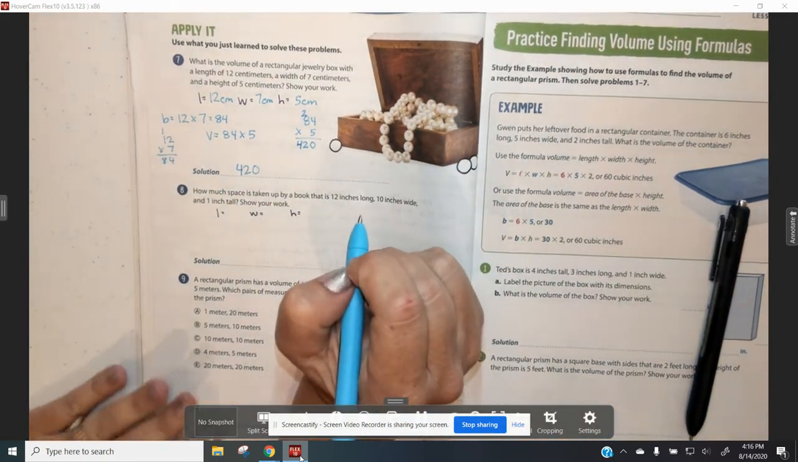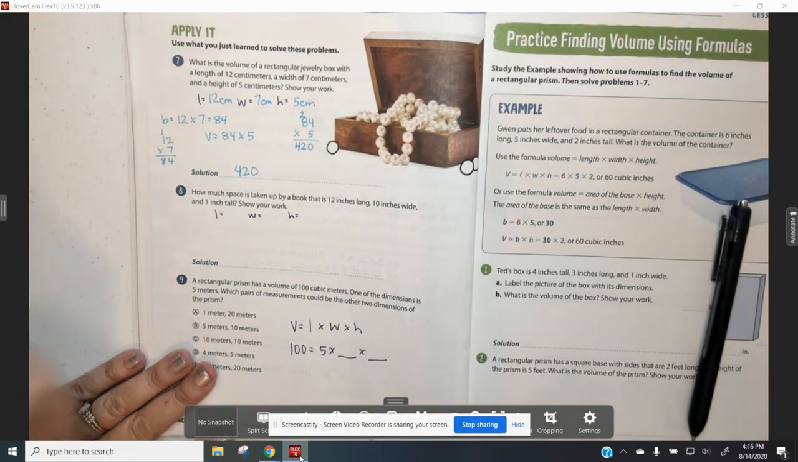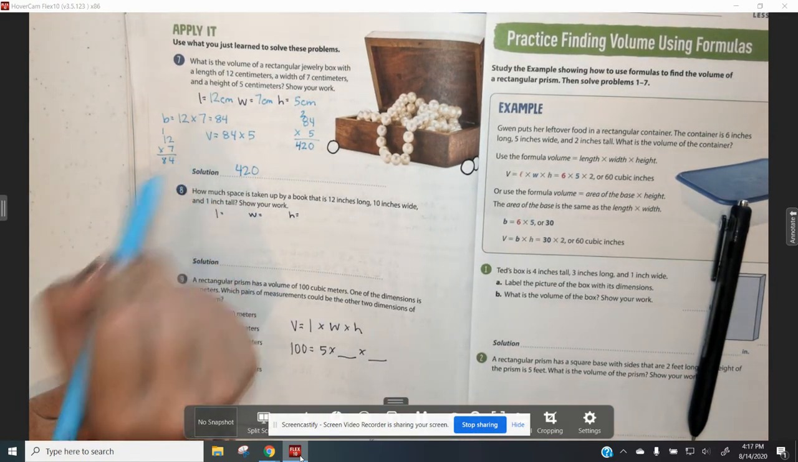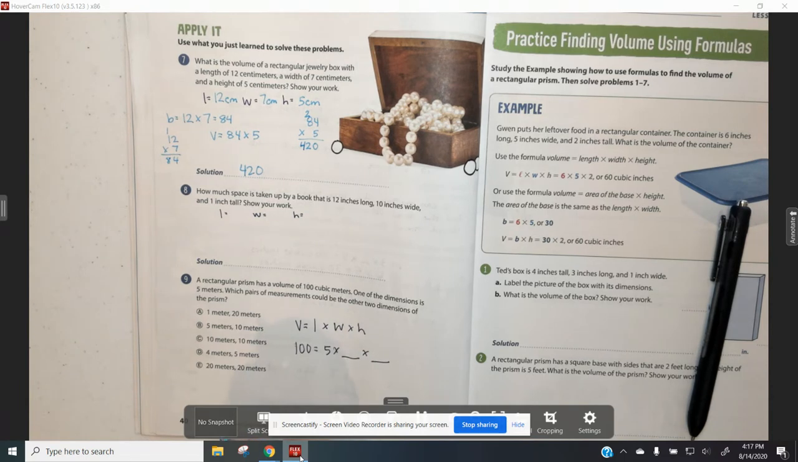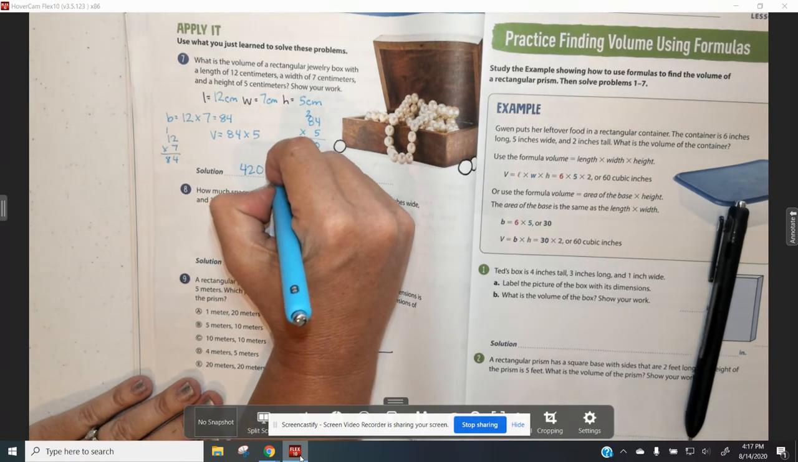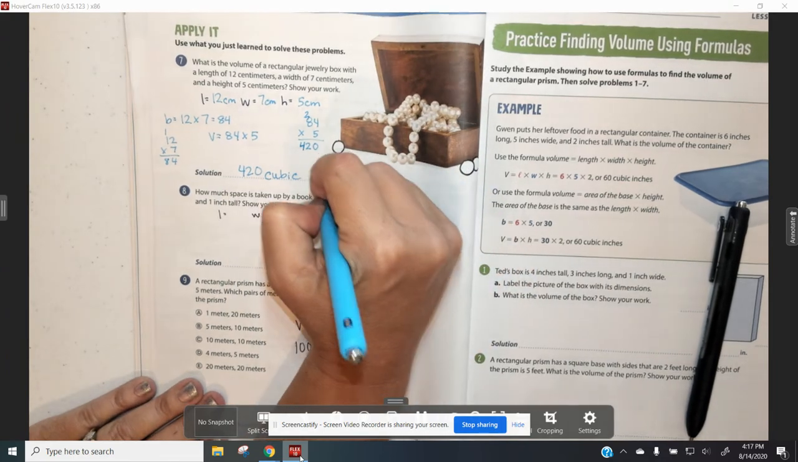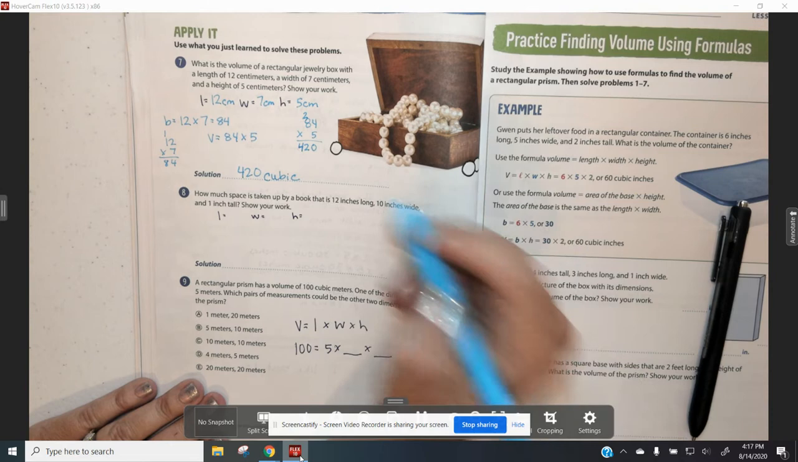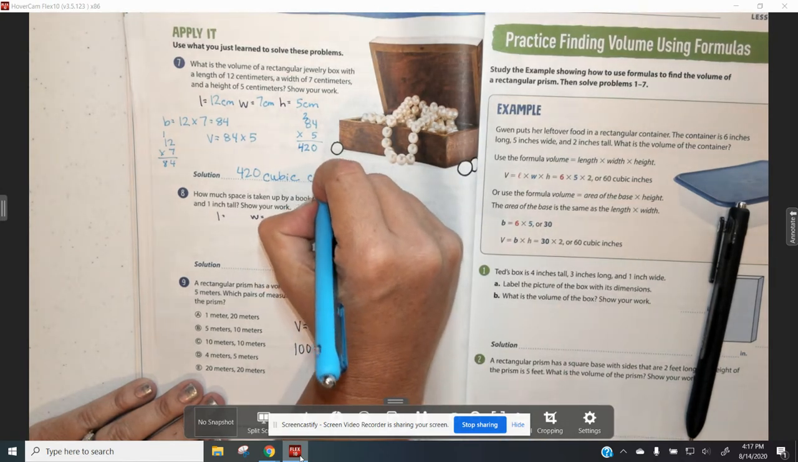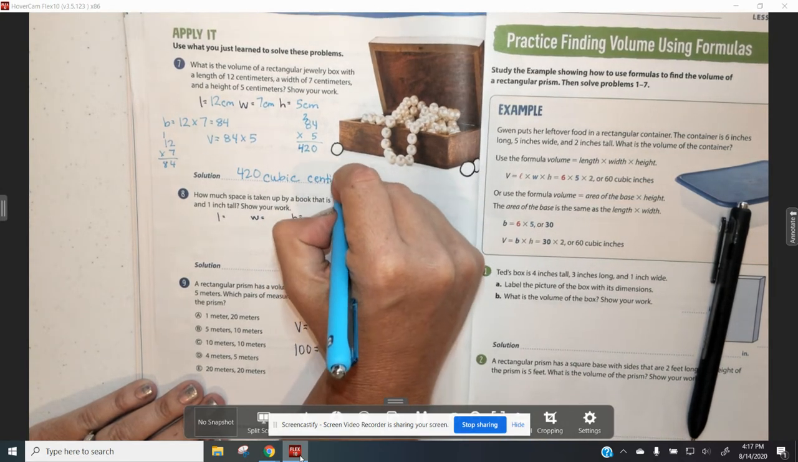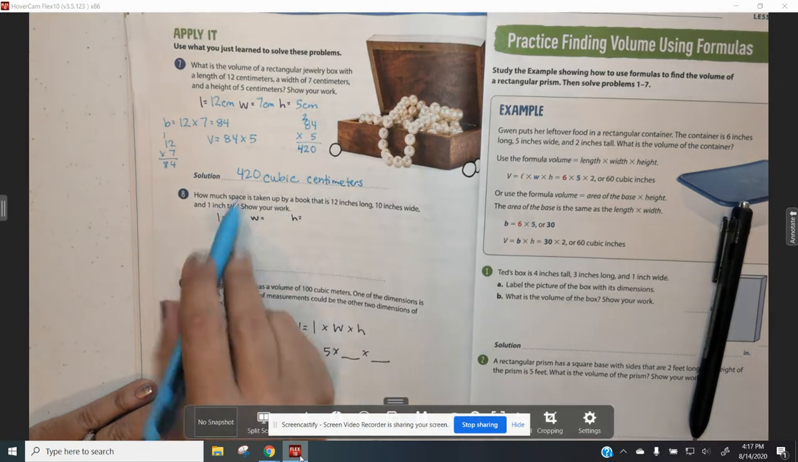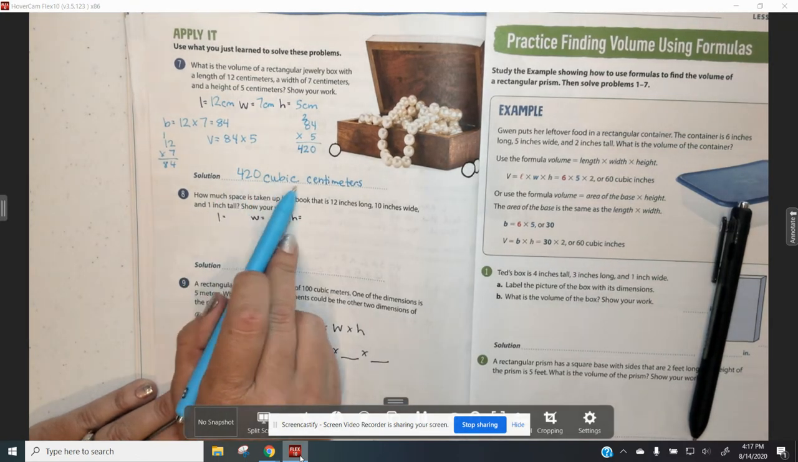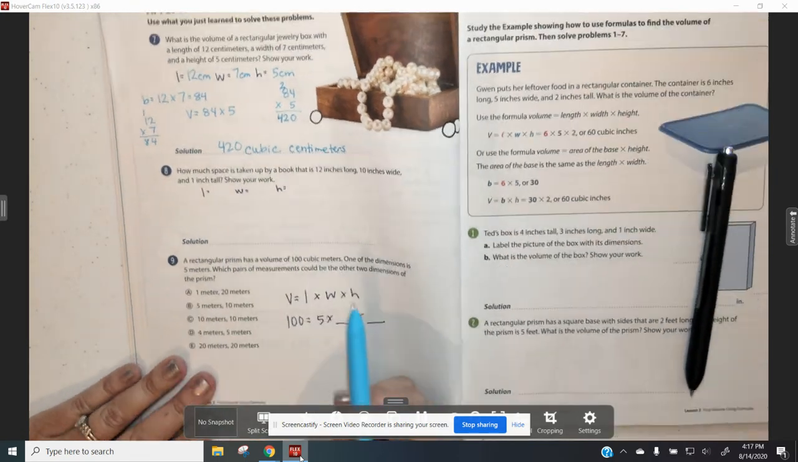But wait, we cannot forget to add our units. We're talking about volume, so we need to use that word cubic. And then what is our unit that we used? That's right, it was centimeters. So the answer to number 7 is 420 cubic centimeters.